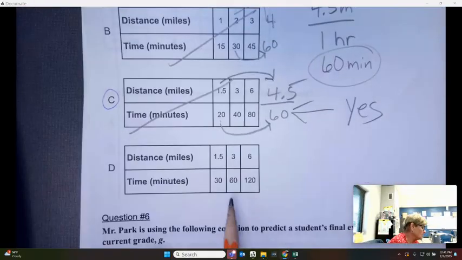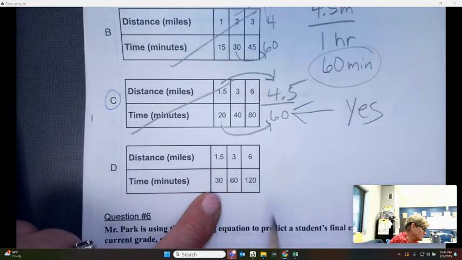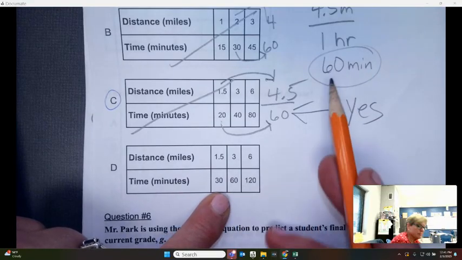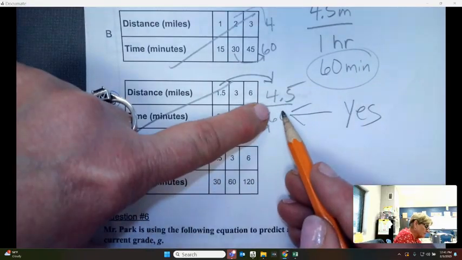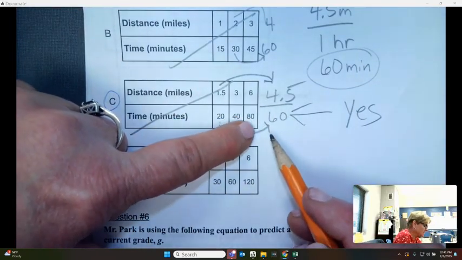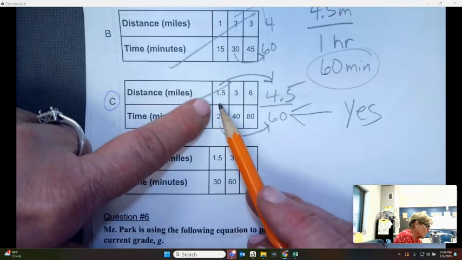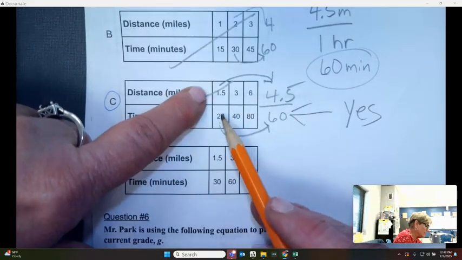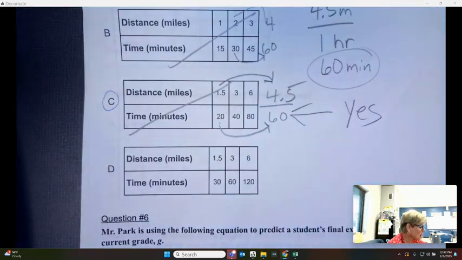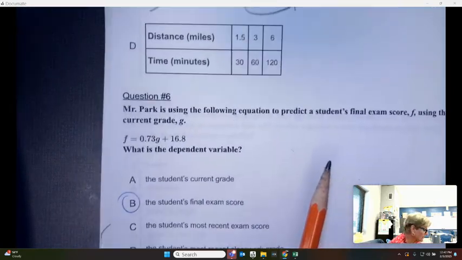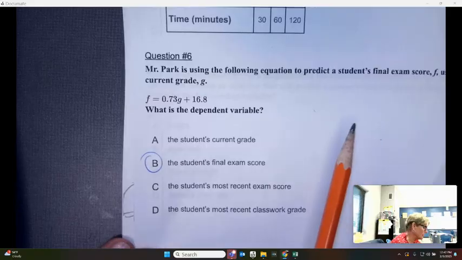Oh, and it cannot be this one because it's the same as the top where you got 3 to 60, so that would not be nearly enough. So the answer choice is C. 4.5 miles in 60 minutes is equal to the table of 1.5 to 20, 3 to 40, and 6 to 80. And it's all about the minutes. You got to have it in the same units so you can compare them.